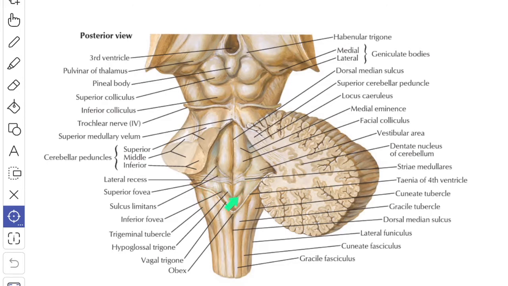Features of the open part: the open part of the medulla forms the lower part of the floor of the fourth ventricle, which presents a number of features like the median sulcus, the hypoglossal triangle, the vagal triangle, and then the stria medullaris. We'll see these in detail in the floor of the fourth ventricle later.